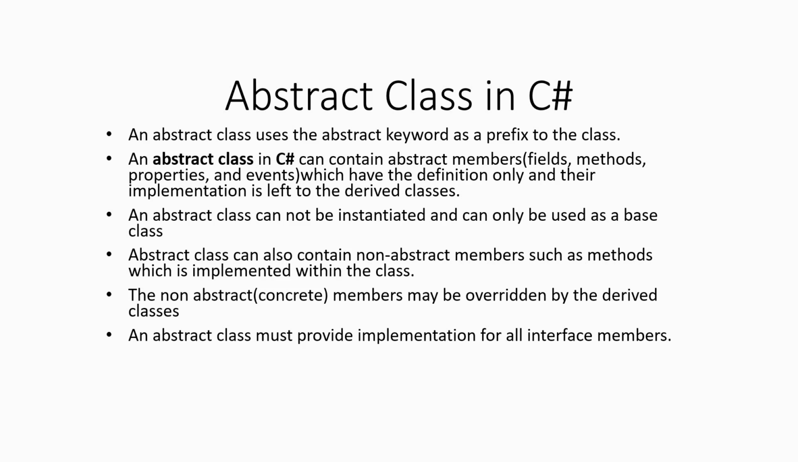Also, finally, an abstract class must provide implementation for all interface members. If it derives from an interface, it can also derive from an interface, or it can implement an interface, in which case it has to implement all the interface members. Now, let's go back to the object-oriented solution that we have developed last class.